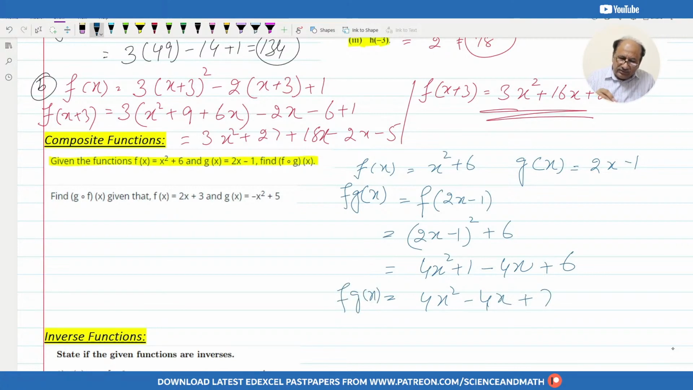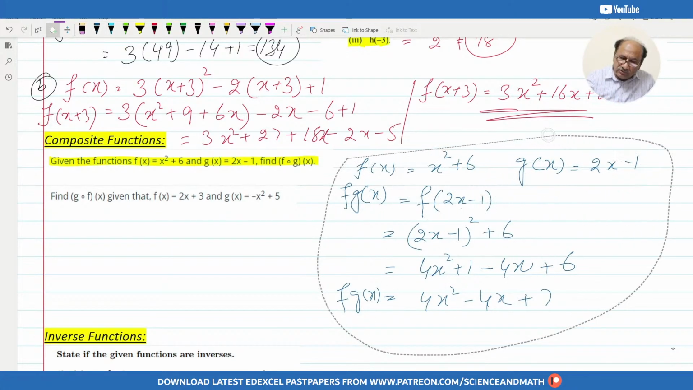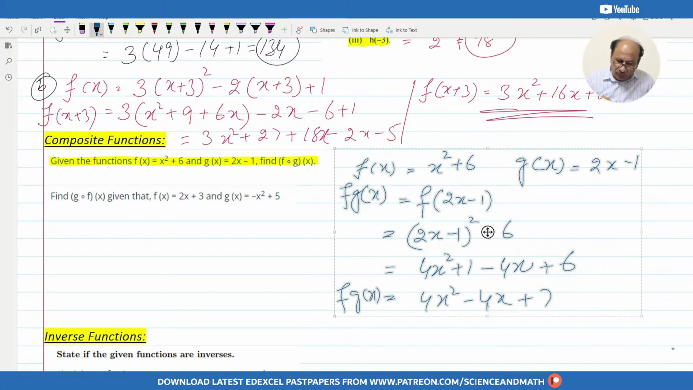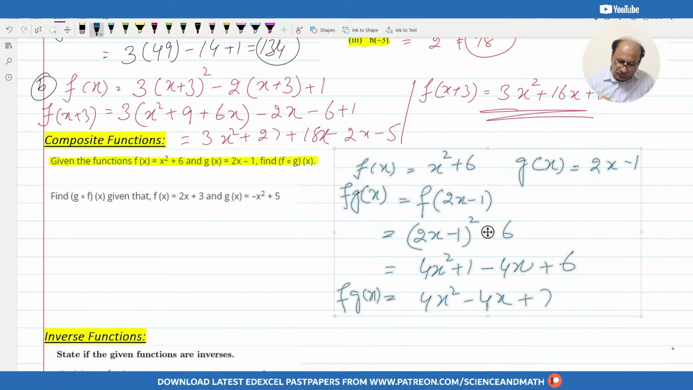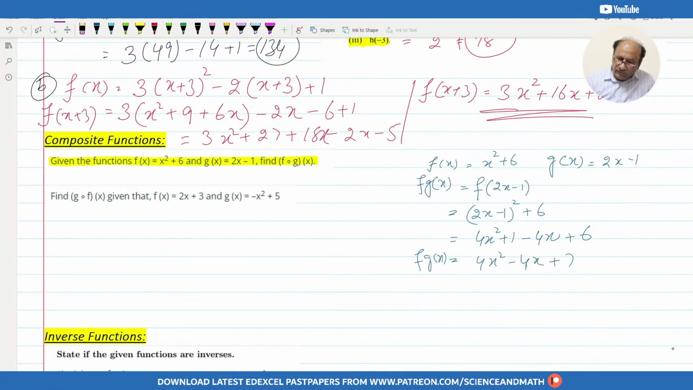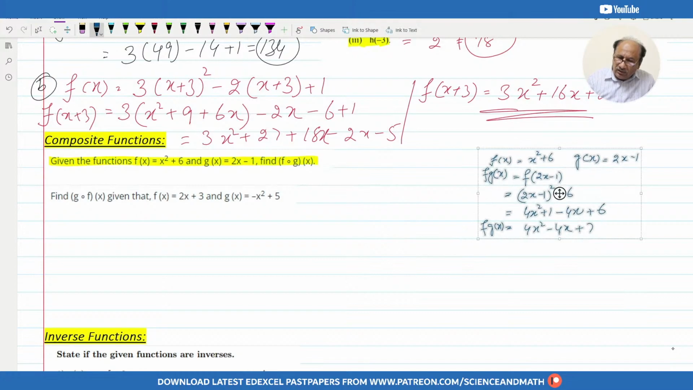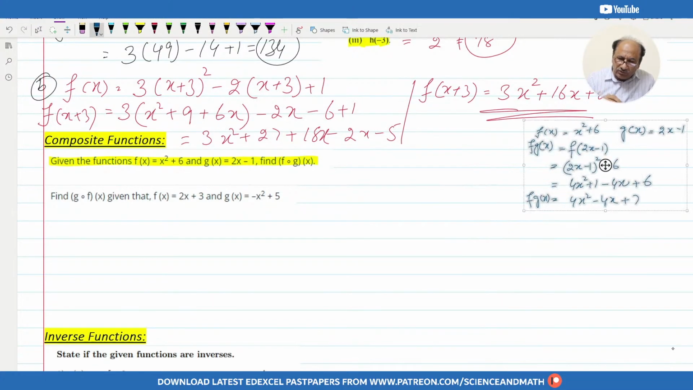This is how we can solve composite functions basically. Hopefully you are following and understanding each and everything. And what we can do now is solve another composite function question, because this is important, and in the exam they give composite function questions. So I have chosen one more question.